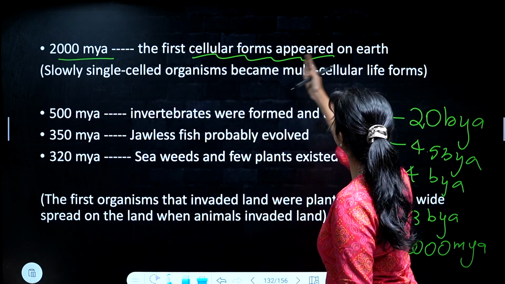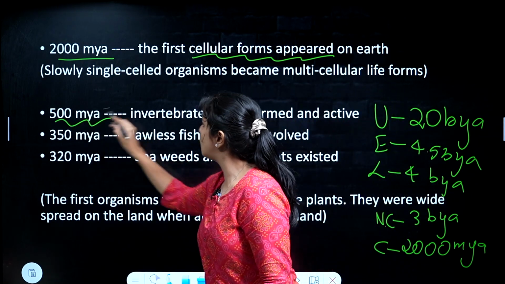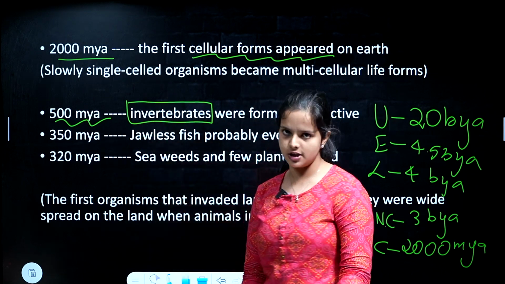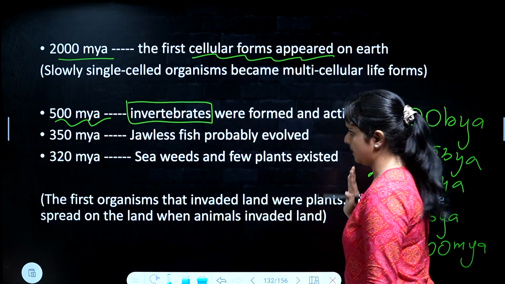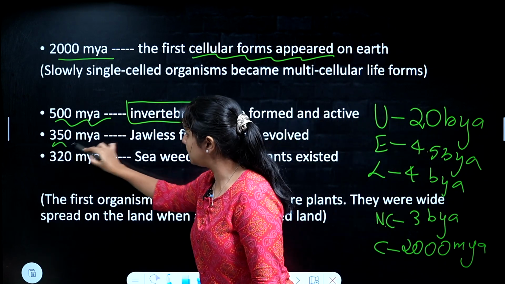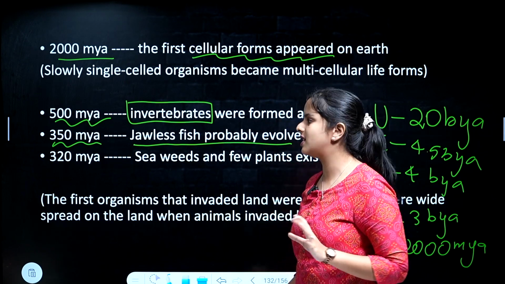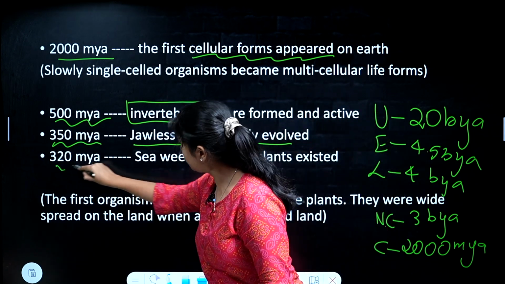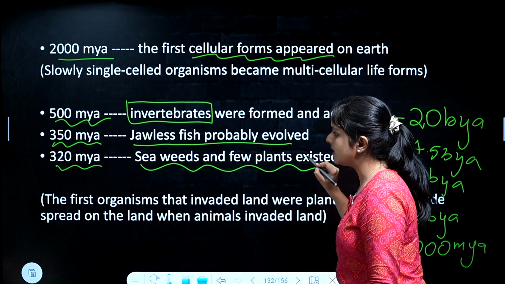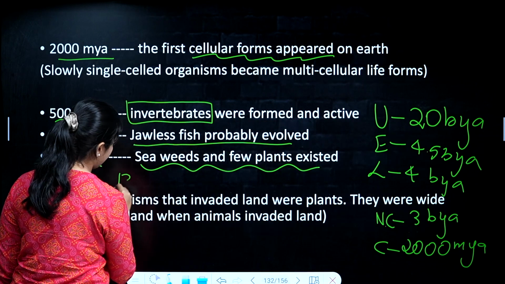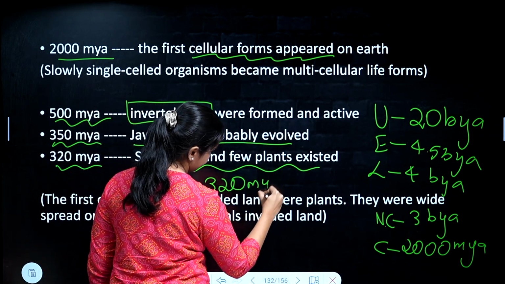2000 million years ago, the first cellular forms of life appeared, and then slowly 500 million years ago, invertebrates appeared, the organisms that don't have a vertebral column. Later on, at 350 million years ago, jawless fish probably formed, fish without jaws. And then 320 million years ago, seaweeds and a few plants started forming. So plants formed 320 million years ago. Clear?